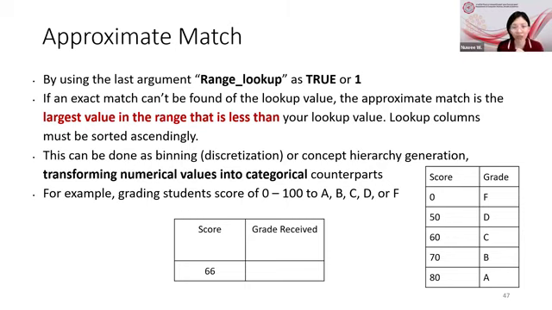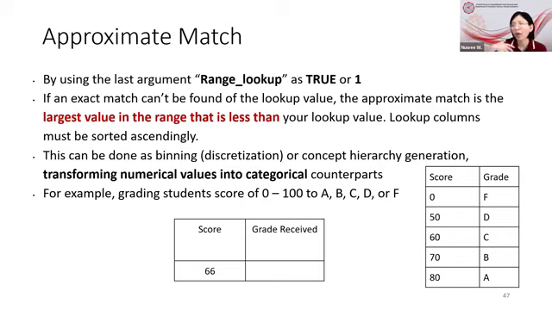Let's take a look at the case example that we use. We can use approximate match in data analysis by doing discretization or binning again. Or it can be used as concept hierarchy generation, because we can transform numerical values or text into categorical values right away using VLOOKUP approximate match. For example, I want to grade student scores of 0 to 100 into A, B, C, D, F.